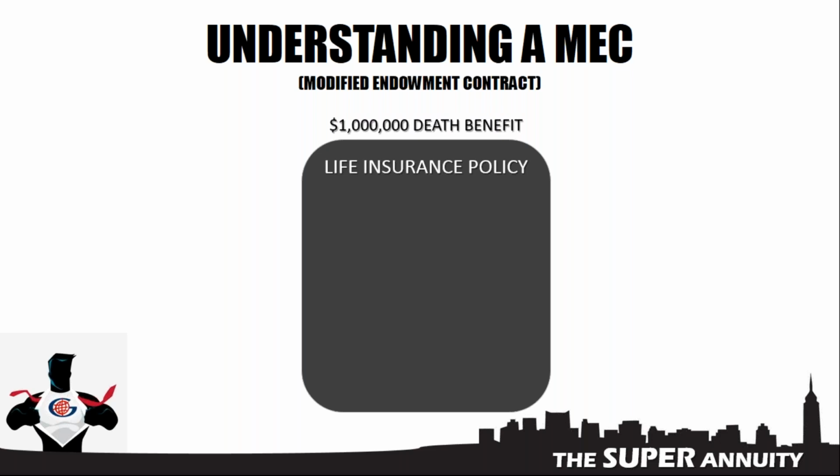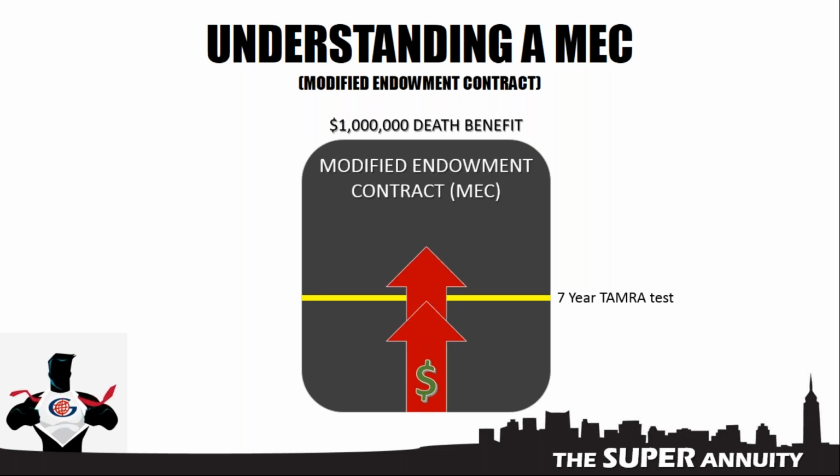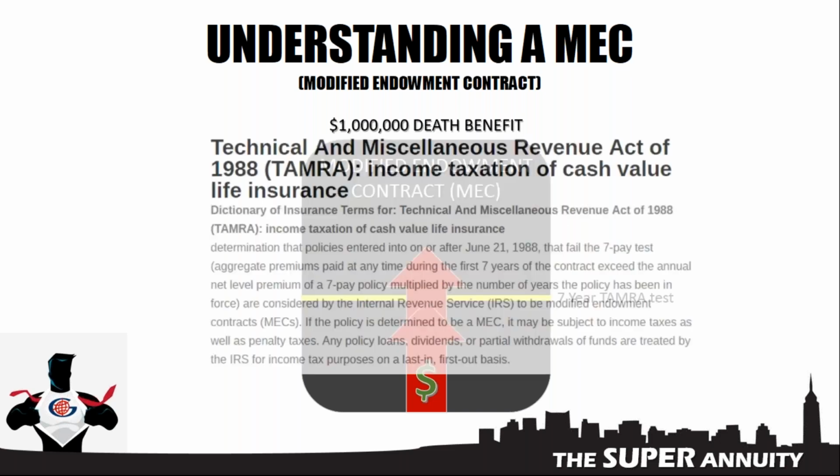So if we have a life insurance policy that has a $1 million death benefit, there's going to be a point where, if you put too much cash in, it breaks the 7-year TAMRA test and becomes a modified endowment contract. Any dollars you put in up to that point, as long as you stay underneath that line, remain life insurance. But as soon as you put more dollars in, it becomes a modified endowment contract, or a MEC. So what is the 7-year TAMRA test?